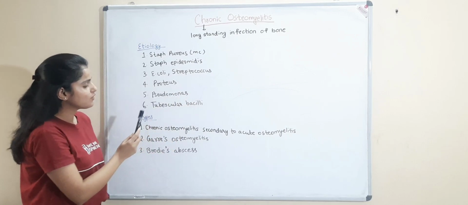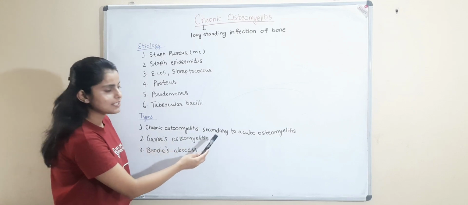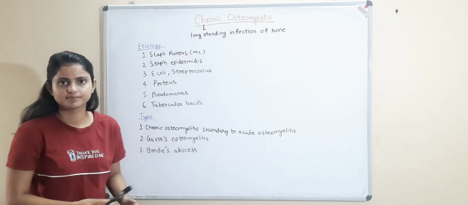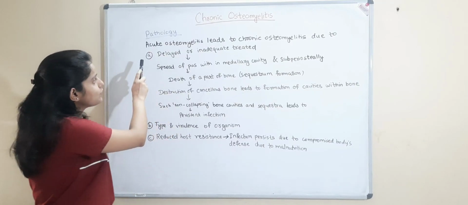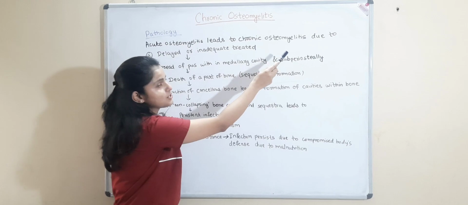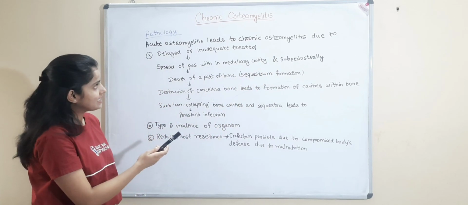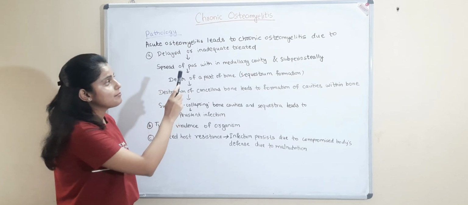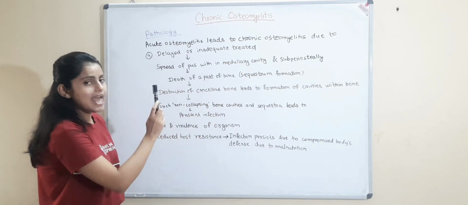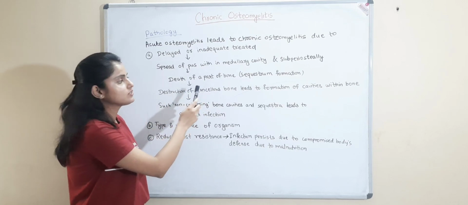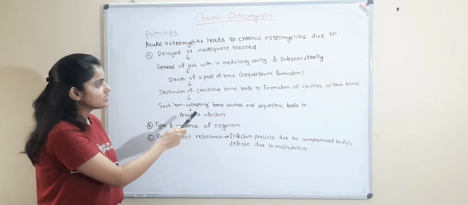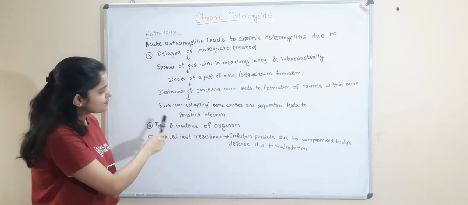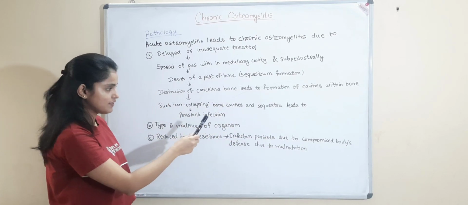There are three types of chronic osteomyelitis. Chronic osteomyelitis secondary to acute osteomyelitis, Garre's osteomyelitis, and the Brodie's abscess. On pathology, acute osteomyelitis leads to chronic osteomyelitis when the patient presents late or there is inadequate treatment of acute osteomyelitis. The pus will spread in the medullary cavity and subperiosteally, and then there will be death of the part of the bone which is called sequestra, and the cancellous bone destruction will occur, which will lead to the formation of cavities, and these cavities and sequestrum lead to persistent infection.